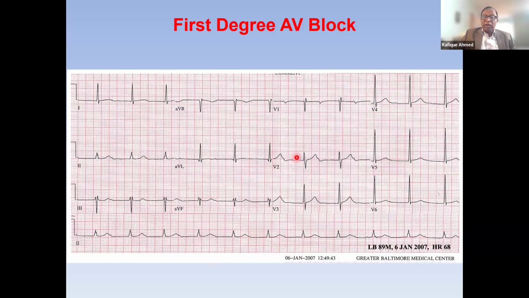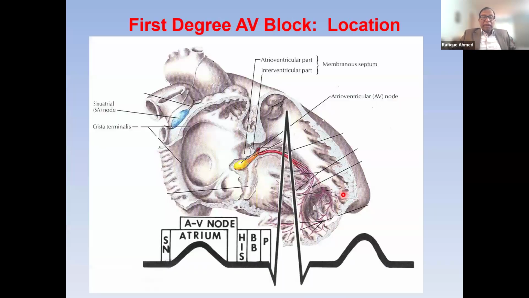But where is this block? We talked about this PR interval. It involves conduction through the AV node and the His bundle branch. What is this block? If you look at it, again, I'm going to bring this picture up. This is the area where the PR interval conduction is going on.